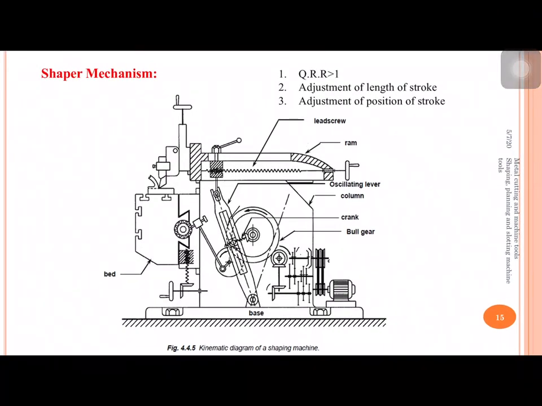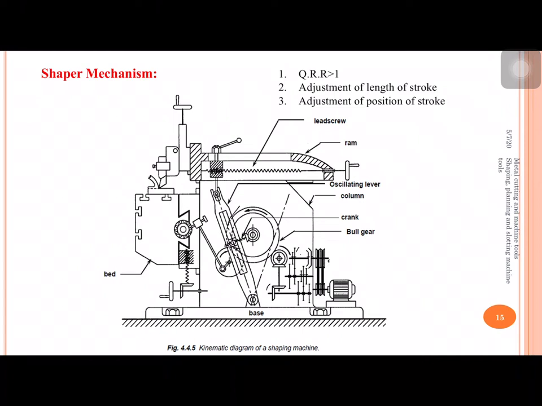In this video, I would like to discuss the aspects related to the kinematics of shaping machine and slotting machine. Let us start the discussion related to shaping machine kinematics. So here we will discuss three basic points.